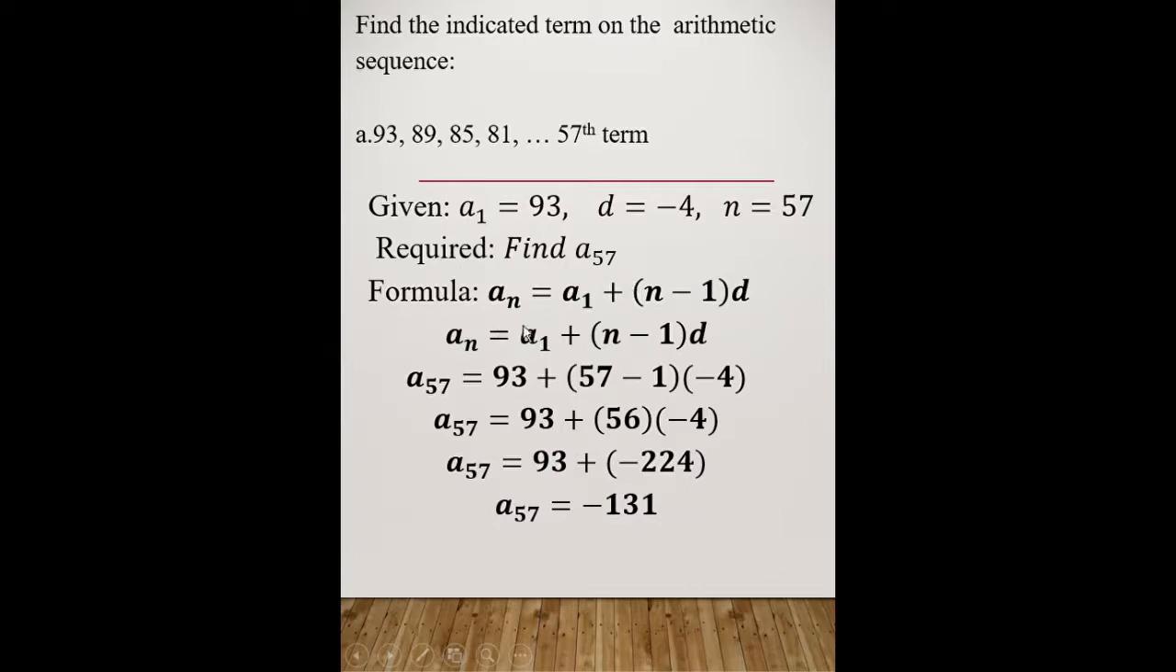So using the formula a sub n equals a sub 1 plus the quantity n minus 1 times d, by substitution, it is a sub 57 equals 93 plus 57 minus 1 times negative 4. Simplifying this, 57 minus 1 is 56, multiplied by negative 4, that's negative 224, added to 93, the result would be negative 131. So the 57th term of the sequence 93, 89, 85, 81 is negative 131.